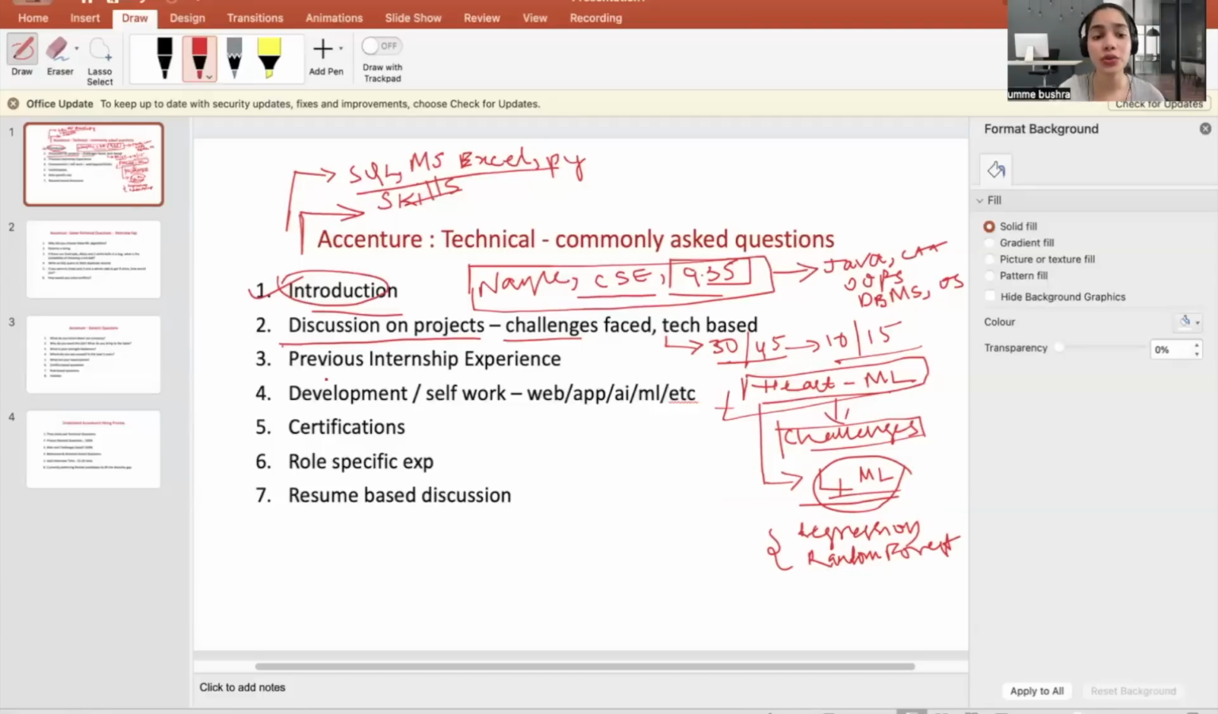So this is how you are going to cover the discussion on your projects. There are going to be tech-based questions asked, like I covered. So what algorithms did you use and why did you use them? What made you use them, what are the specifications, what features can you add, what enhancements can you make? All of these questions are going to be asked. So you have to be prepared for all of that once you're getting into your project discussion.